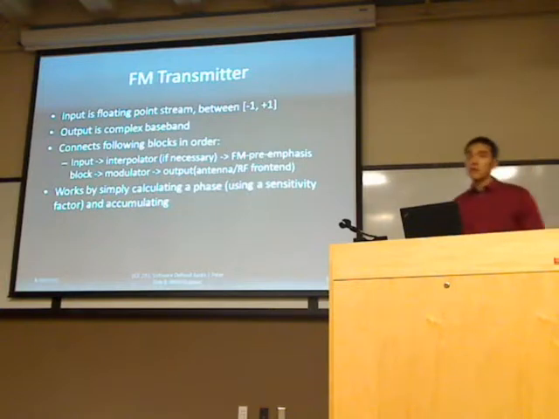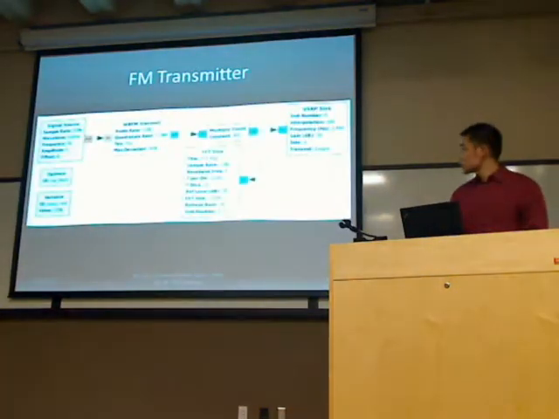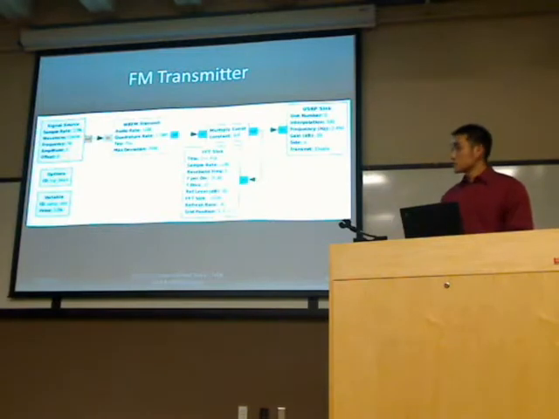So the FM transmitter block takes in an input that's a floating point from -1 to +1, then it outputs a complex baseband. Essentially, first it interpolates. Interpolate, basically, it upsamples and filters, and then it goes through a pre-emphasis filter, and then it finally does the modulation and sends it to the RF front end. The modulator works by accumulating, like Nikhil mentioned earlier. And then once it finishes accumulating, it takes a sine and cosine to get the in-phase and quadrature components and outputs the complex baseband.